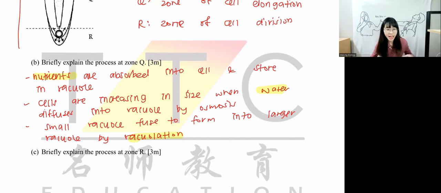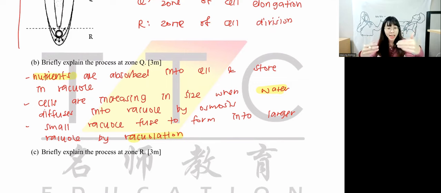Okay, nice. Next one. Briefly explain the process at zone R. Zone R is called zone of cell division. How do we explain zone of cell division? Because only meristematic cells will grow, right? They will increase in number of cells by carrying out mitosis. So the cell in division, we have four characteristics. Remember what are the four characteristics? No vacuole, large nuclei, thin cell wall, and dense cytoplasm. Very good. Four characteristics.